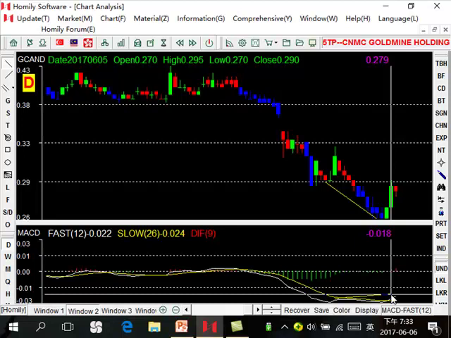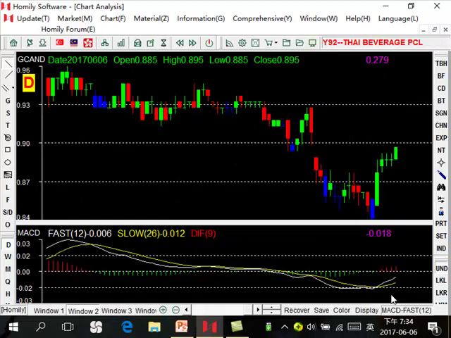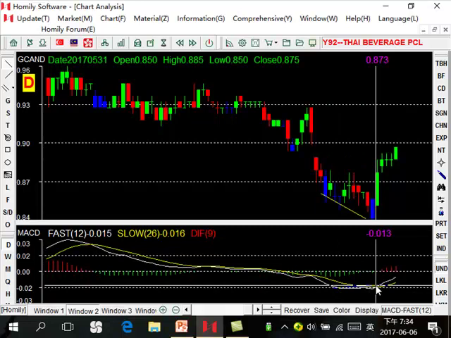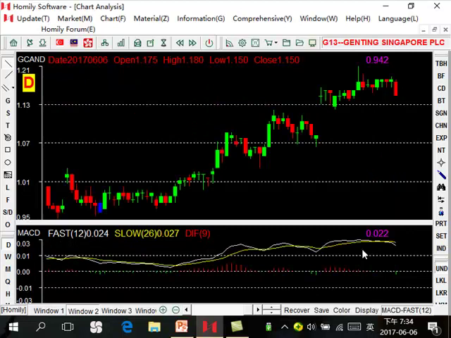So let's see some stocks. You should judge whether this is the top deviation or bottom deviation. So let's see this one. We can see here, the price continue to go down, but the MACD is still sideways. So this is the bottom deviation, okay? So let's see the next, so many stocks, then we can judge.